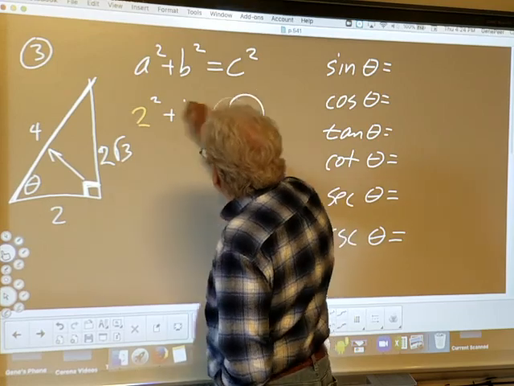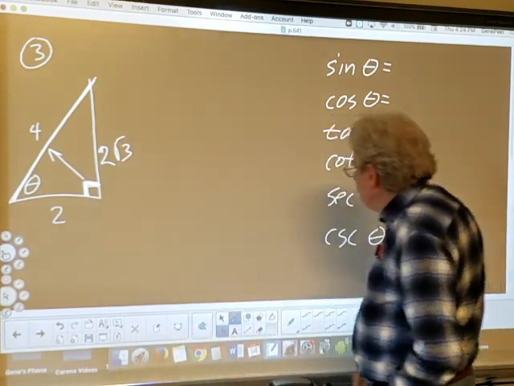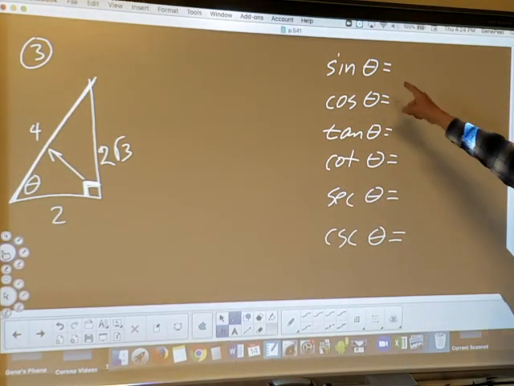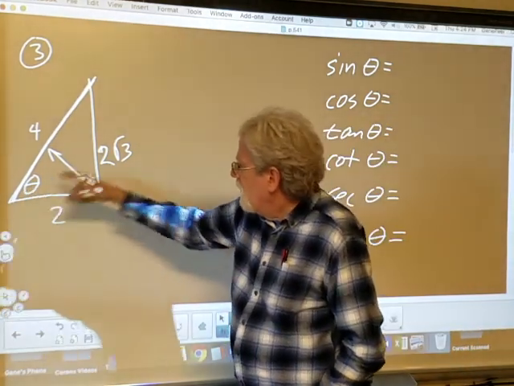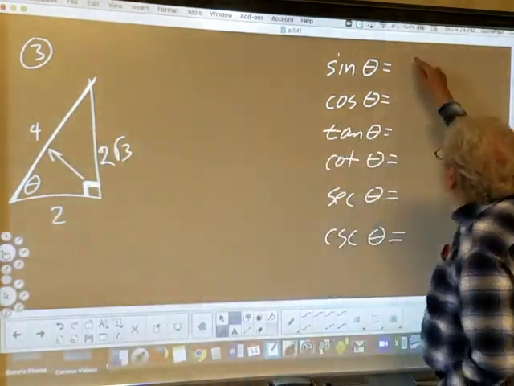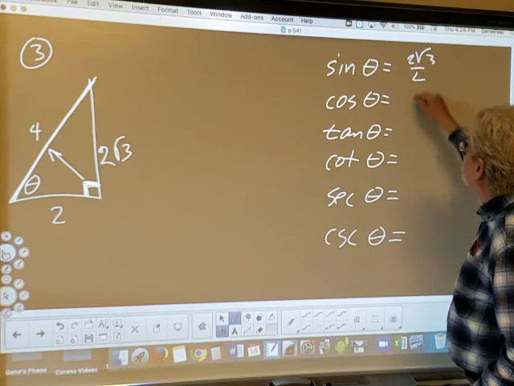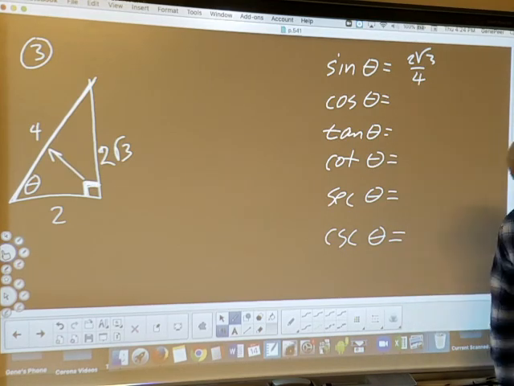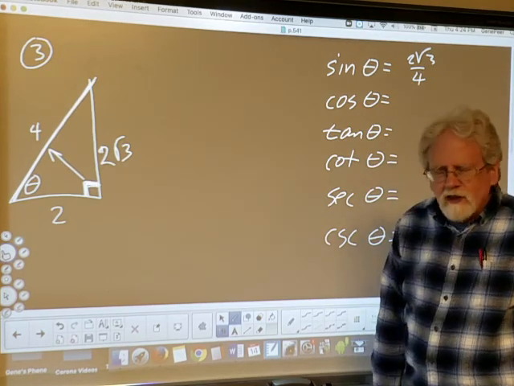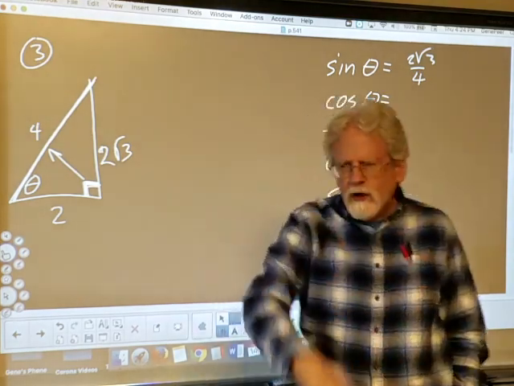I appreciate your permission. But I didn't give my permission. Tough. Sine of theta, opposite over hypotenuse. That would be 2 square root of 3 over 4. Do I expect you to reduce the fraction? Yes, I expect you to reduce the fraction. That's been an expectation ever since about 3rd grade.